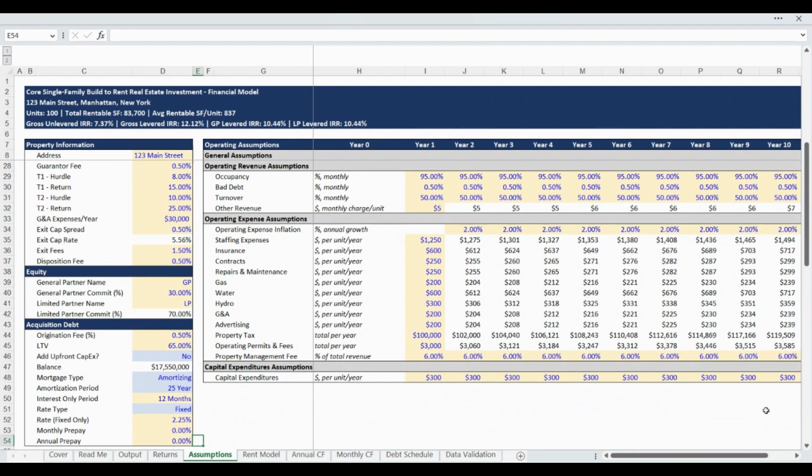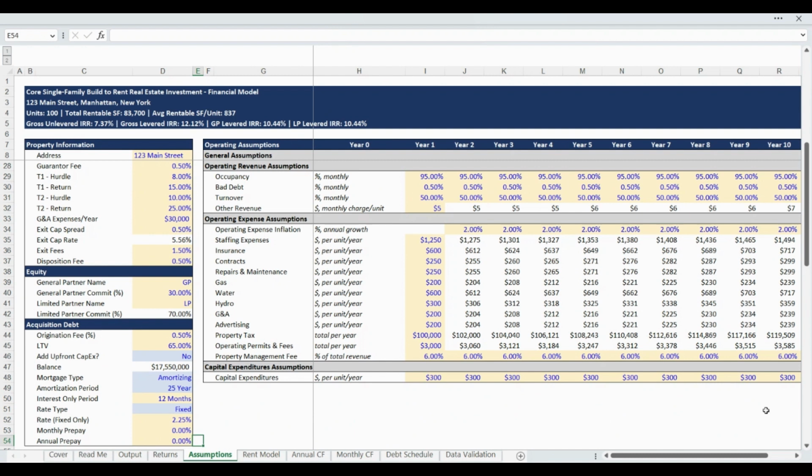Property tax as well as operating permits and fees are entered on a total per year basis. For example, if the property you are analyzing has a property tax bill for $100,000, you will enter $100,000 as your property tax assumption. All expense assumptions are grown at an annual operating expense inflation rate using the year one assumption input as the base.